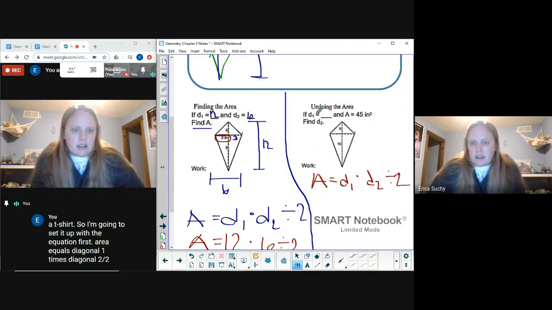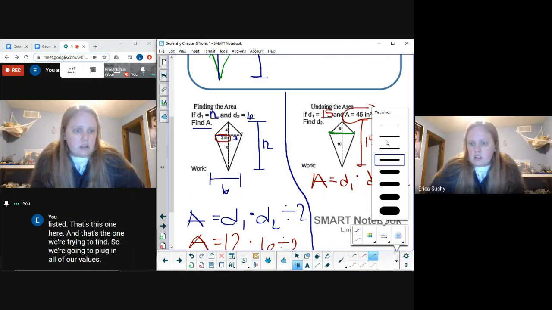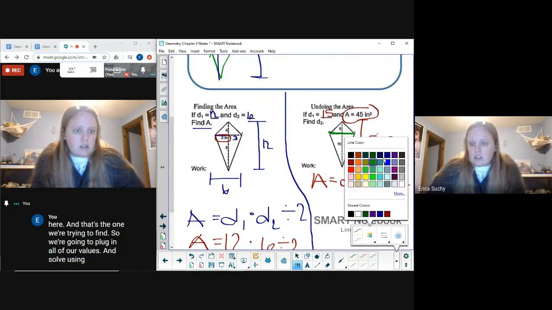Okay, now up here it says diagonal 1 equals blank, and they give us the vertical length of the kite. We just have to combine it together. So 5 and 10 make a total of 15, and because our area here is listed in inches squared, this would be 15 inches. Now diagonal 2 is not listed. That's this one here, and that's the one we're trying to find. So we're going to plug in all of our values and solve using a t-chart.